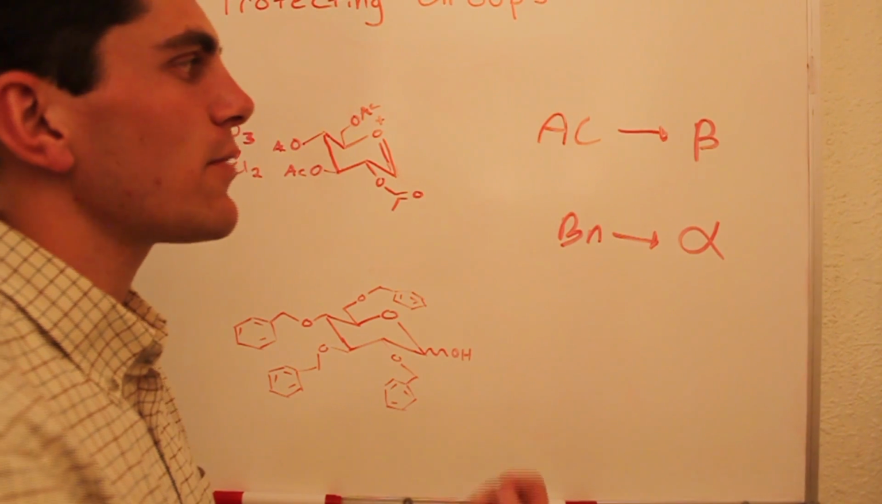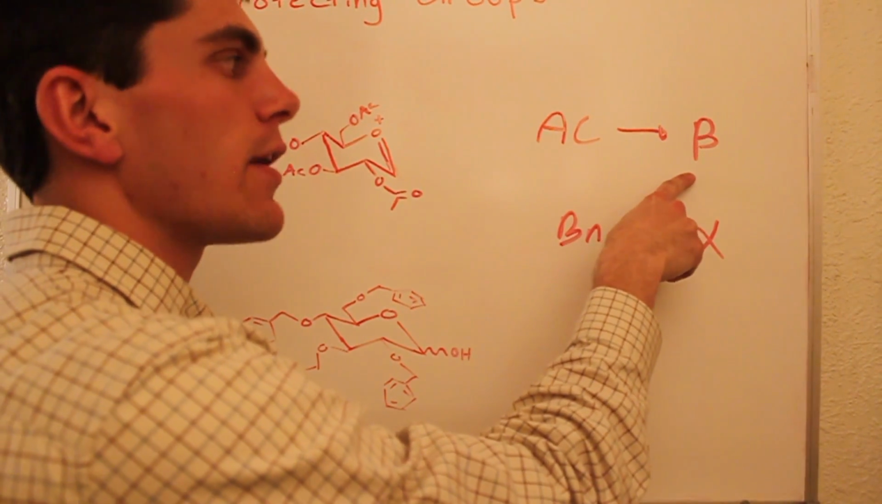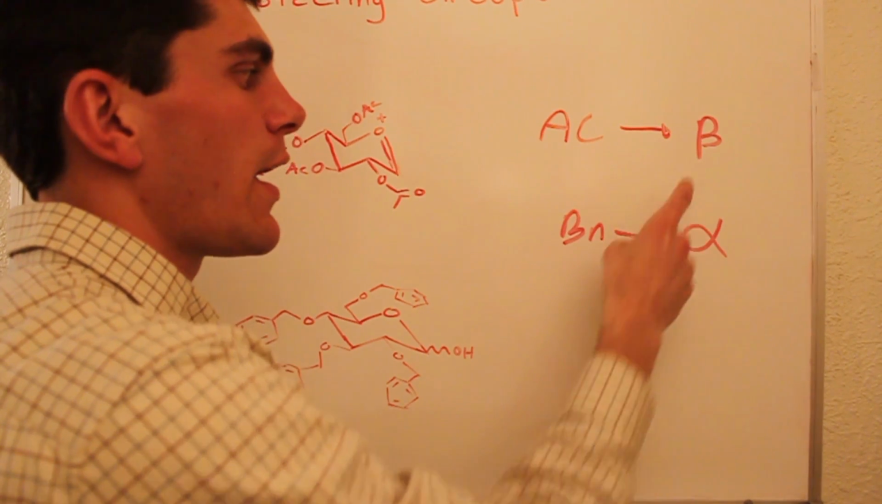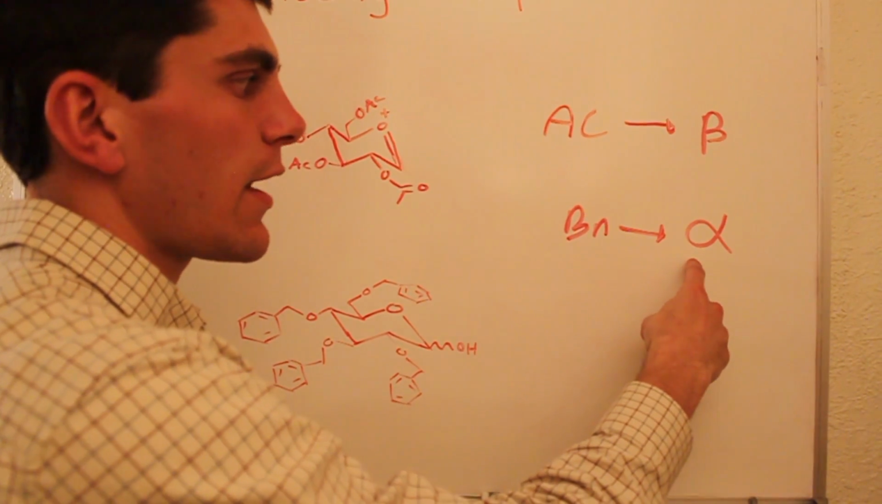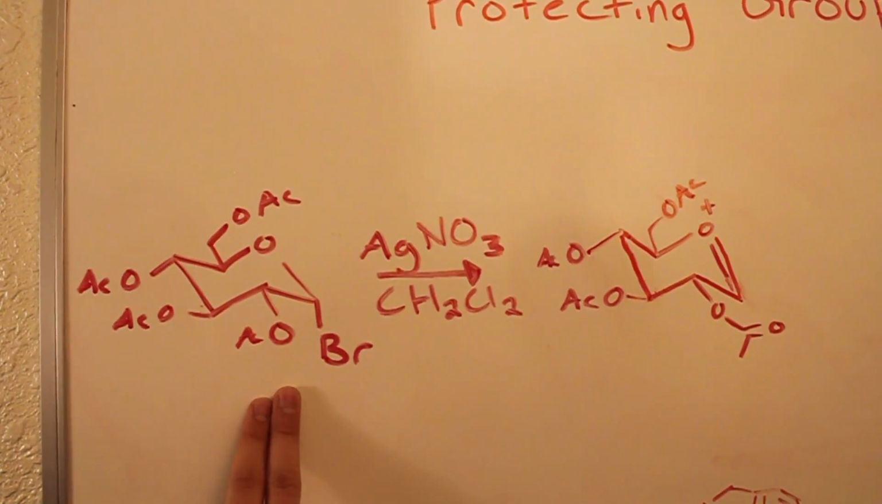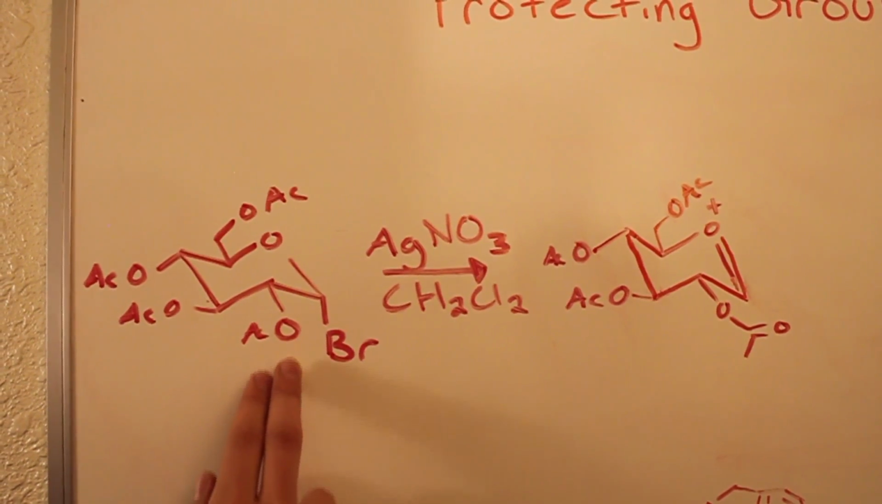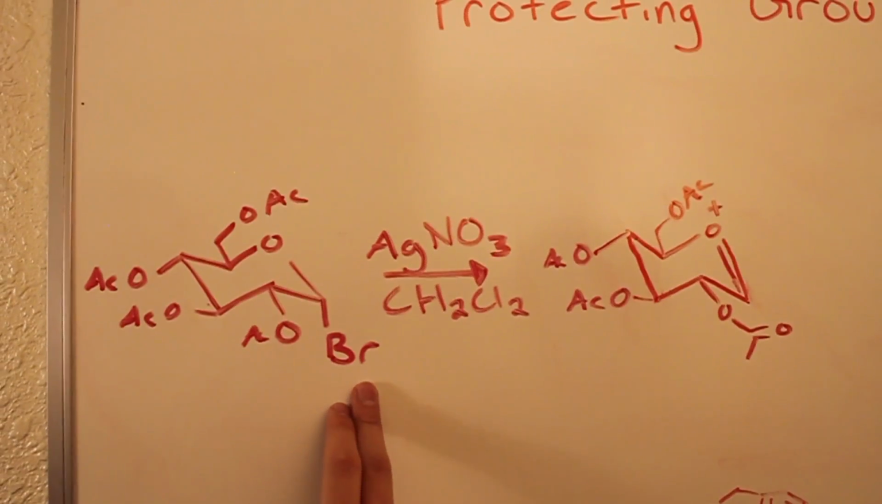Alright, of these two protecting groups, the acetate ester gives you beta configuration at the anomeric center, and the benzyl ether gives you alpha configuration at the anomeric center. Let's show you how that happens. Here are our starting materials. As seen, all carbons are protected with the acetate ester except for the bromine.